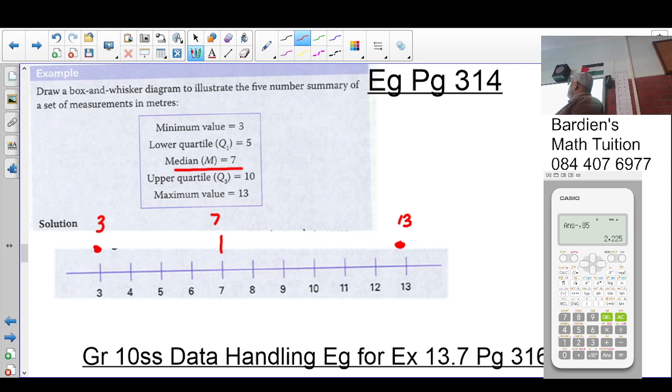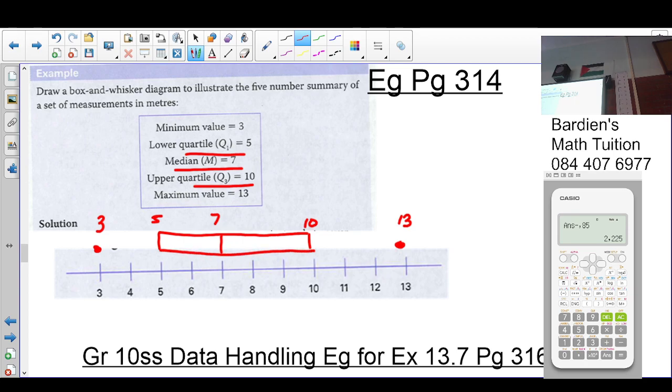Then the lower quartile, which is Q1, also gets a stroke. The lower quartile, which had 5, also gets a stroke. And at 10, Q3 also gets a stroke. Can you see that, people? What we do? The strokes get the box. And there's your whiskers. There's your box and whisker diagram.